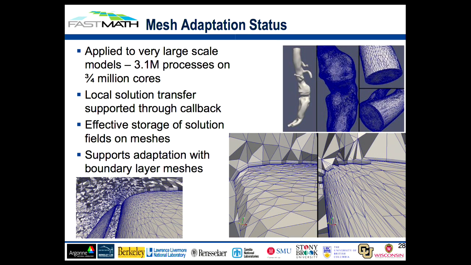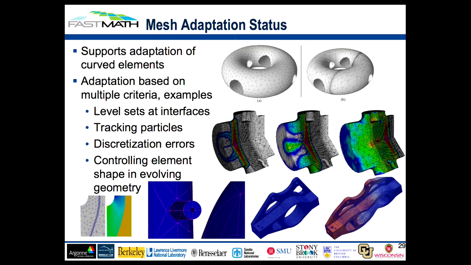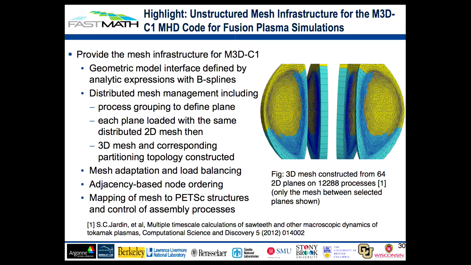The status of this is, I mentioned, we've done up to 3.1 million processes of mesh adaptation, not only for general tetrahedral meshes, but anisotropic meshes, including mixed meshes with boundary layers, as often used in fluid dynamics problems, as well as being able to deal with curved finite elements, higher order finite elements, because we are working with some codes that go up to sixth order types of finite elements on a regular basis.